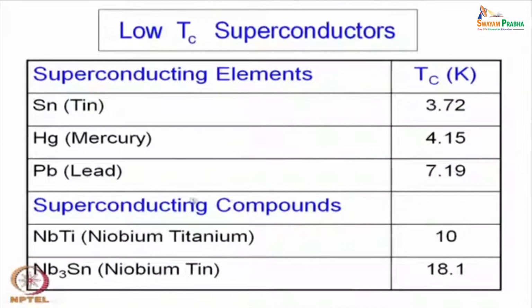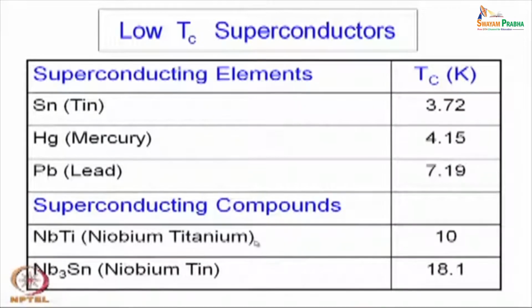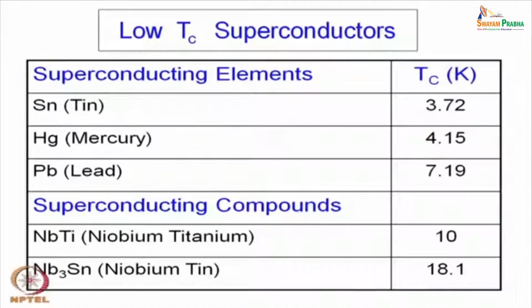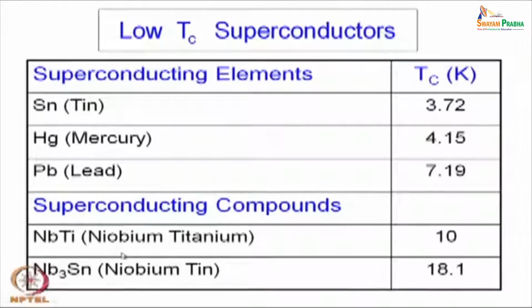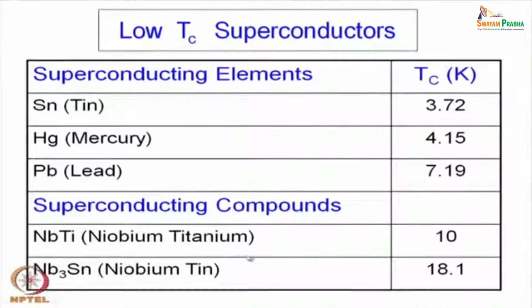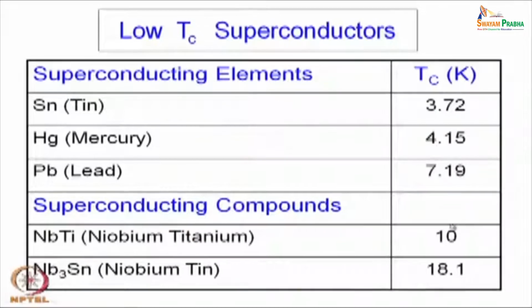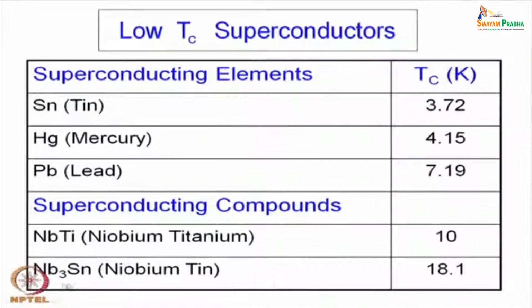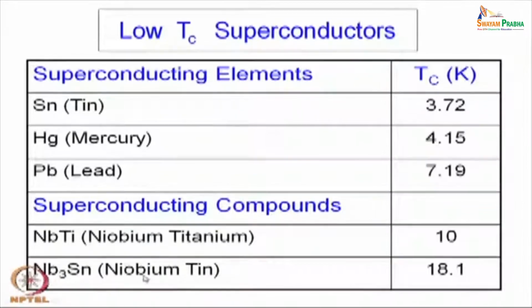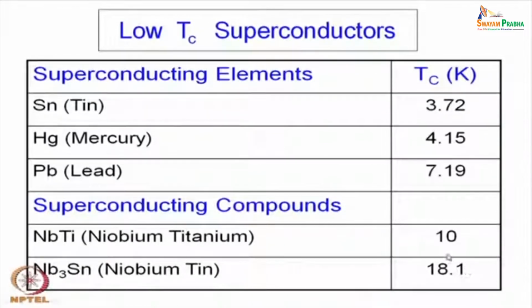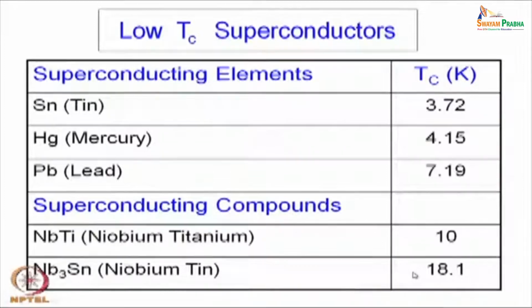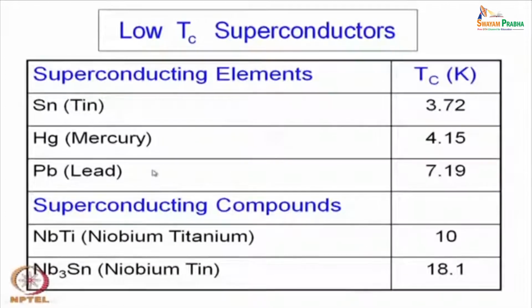Later on, quite a few intermetallic compounds have also been found to have superconducting property. The important ones among them are niobium titanium, an intermetallic compound having a transition temperature of 10 degree K, and niobium tin, another intermetallic compound. Of course, niobium is the common element present. So, either it combines with titanium or tin, they do have superconducting property, and this temperature is slightly higher, 18.1. So, one of the highest one can say. There are others, we will come to that.